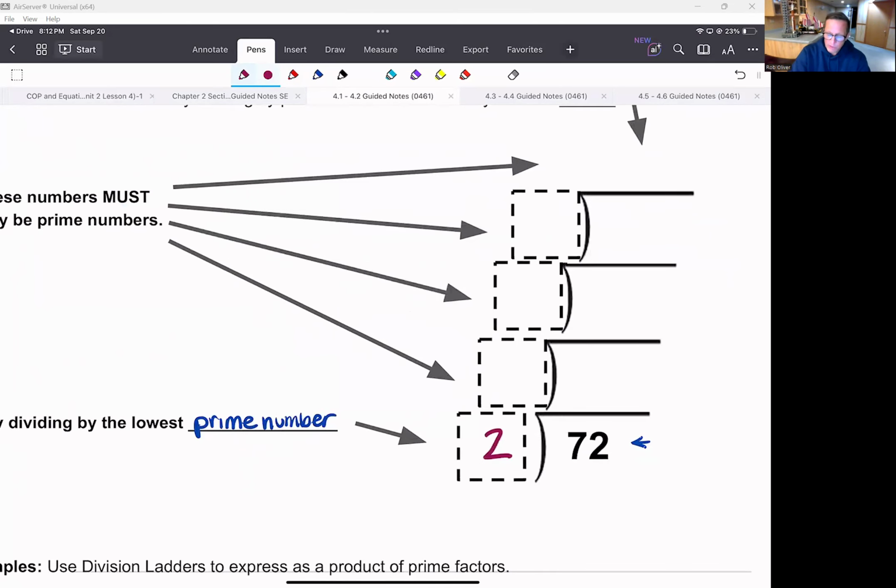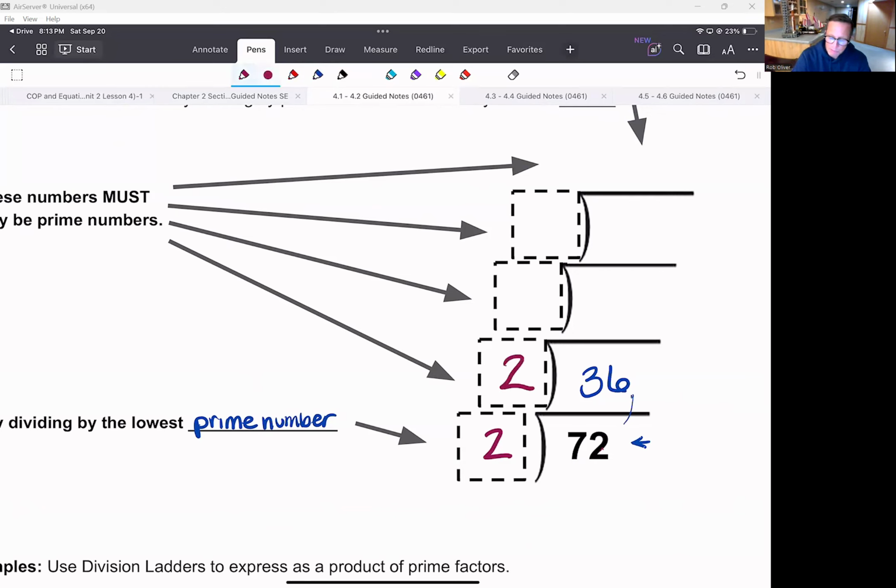All right, and it's kind of like this. They're called division ladders because it kind of looks like the rungs of a ladder. So 72 divided by 2 is, and we typically put the number underneath, but we're going to put the quotient, or what it divides out into, on top. So you get 36. 72 divided by 2 is 36. So we put that there. All right, and then you just keep going. I would just keep using 2 until you can no longer use 2.